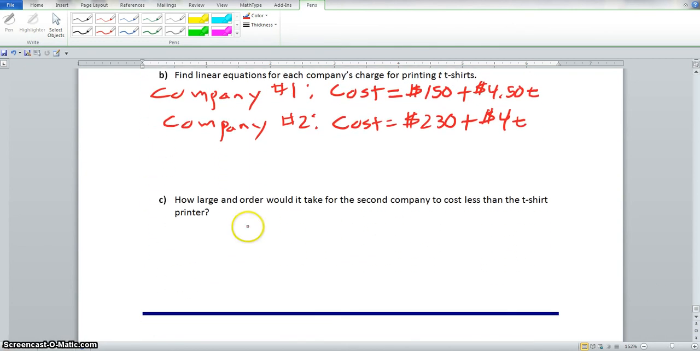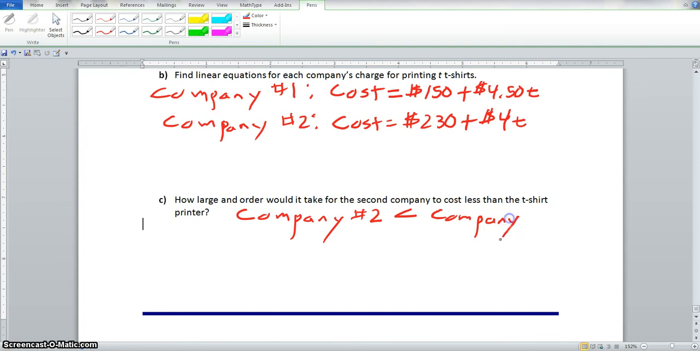Now we come down here to C. It says how large an order would it take for the second company to cost less than a t-shirt printer? So what we want to know is, with company number 2, we want company number 2 to be less than, actually it shouldn't be or equal to, just less than. That was a slight error. So company number 2 needs to be less than company number 1. And we're talking about price.